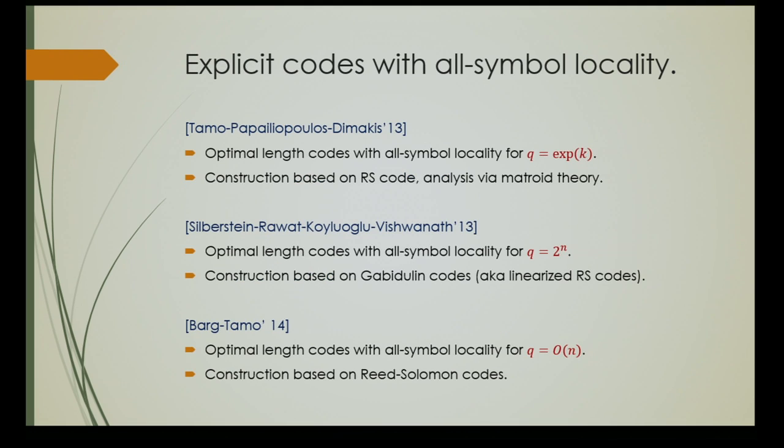On to explicit constructions of codes with all symbol locality, I showed you this nice construction of Silberstein et al. based on Gabidulin codes. It gives you the optimal length and all symbol locality, but the alphabet size was exponential in the block length. Another construction which I didn't talk about, by Tamo, Papailiopoulos, and Dimakis, also gives you the same properties, but again, Q is exponential in the encoding length K. For me, K and N, I'm not going to distinguish too much between them. Lastly, let me show you this Barg and Tamo construction, which is going to be based on Reed-Solomon codes, and here we'll get alphabet size linear in the block length.